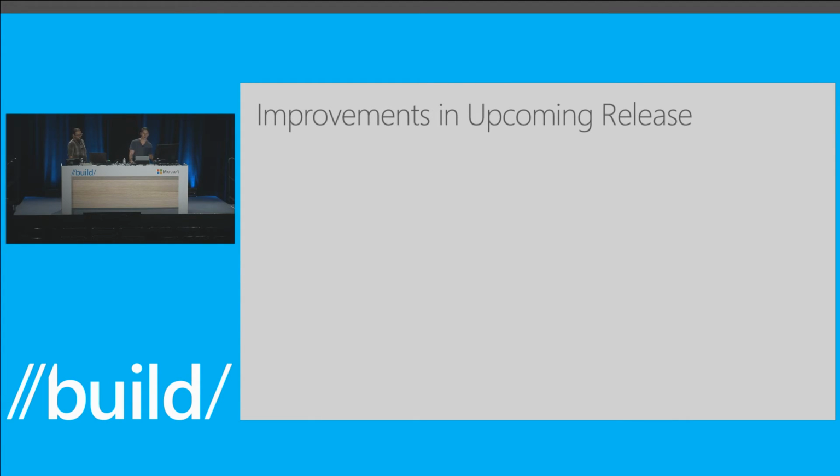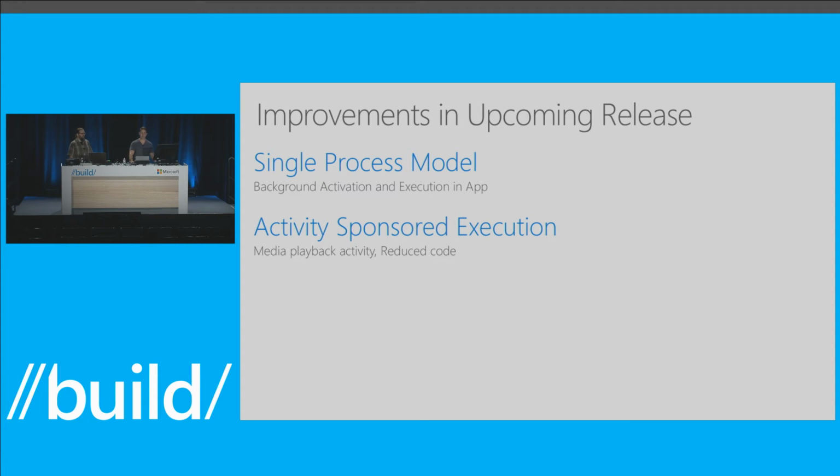So we've seen a lot of improvements in the upcoming release, and these are all based directly on your feedback. With the new single process model, background activity can happen directly within your core application if you choose, or within separate background processes. There's no more need to communicate back and forth between two separate processes if you feel that is not necessary for your application. Now, activity-sponsored execution allows media playback applications to continue playing audio in the background with drastically reduced lines of code compared to what we already have up on the samples right now on GitHub.